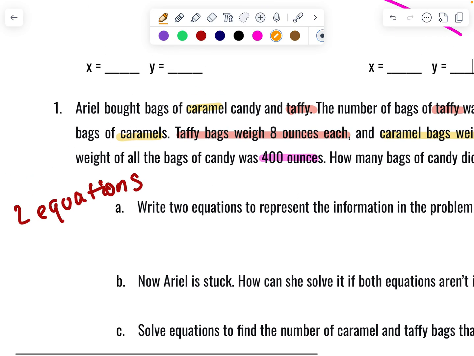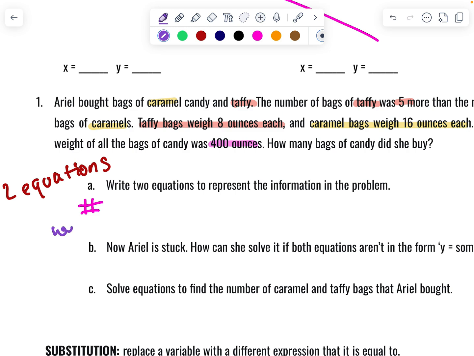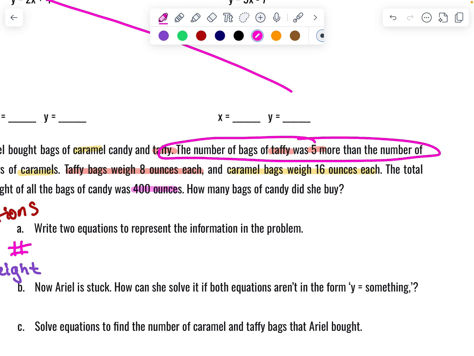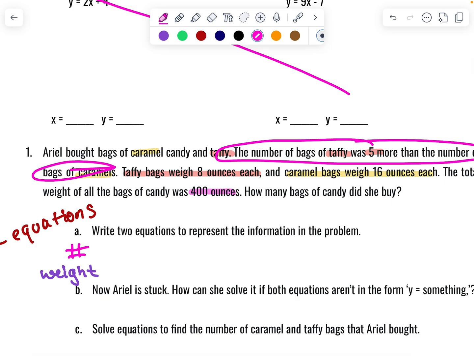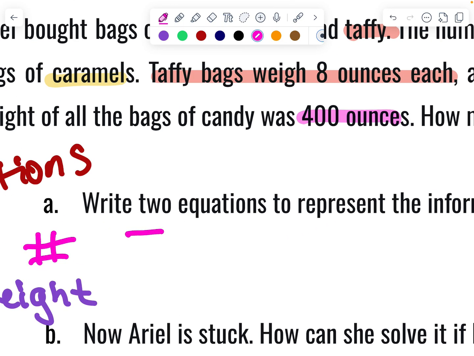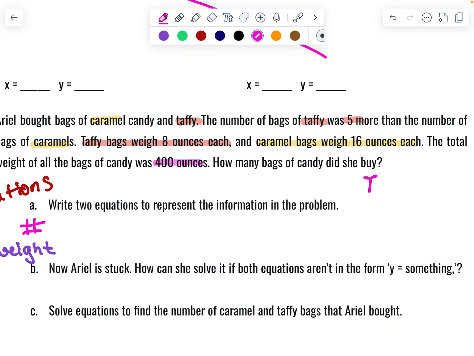So the 2 things we could make an equation about are the number of each type of candy. And the other thing we have going on is ounces, so maybe the weight of each kind of candy. That's going to be each equation. So here we have that the number of taffy bags was 5 more than the number of bags of caramel. That's a weird way to say that. We should just say that we bought 5 more taffy bags than we did caramel. So first of all, let's say that T is for taffy and C is for caramel.